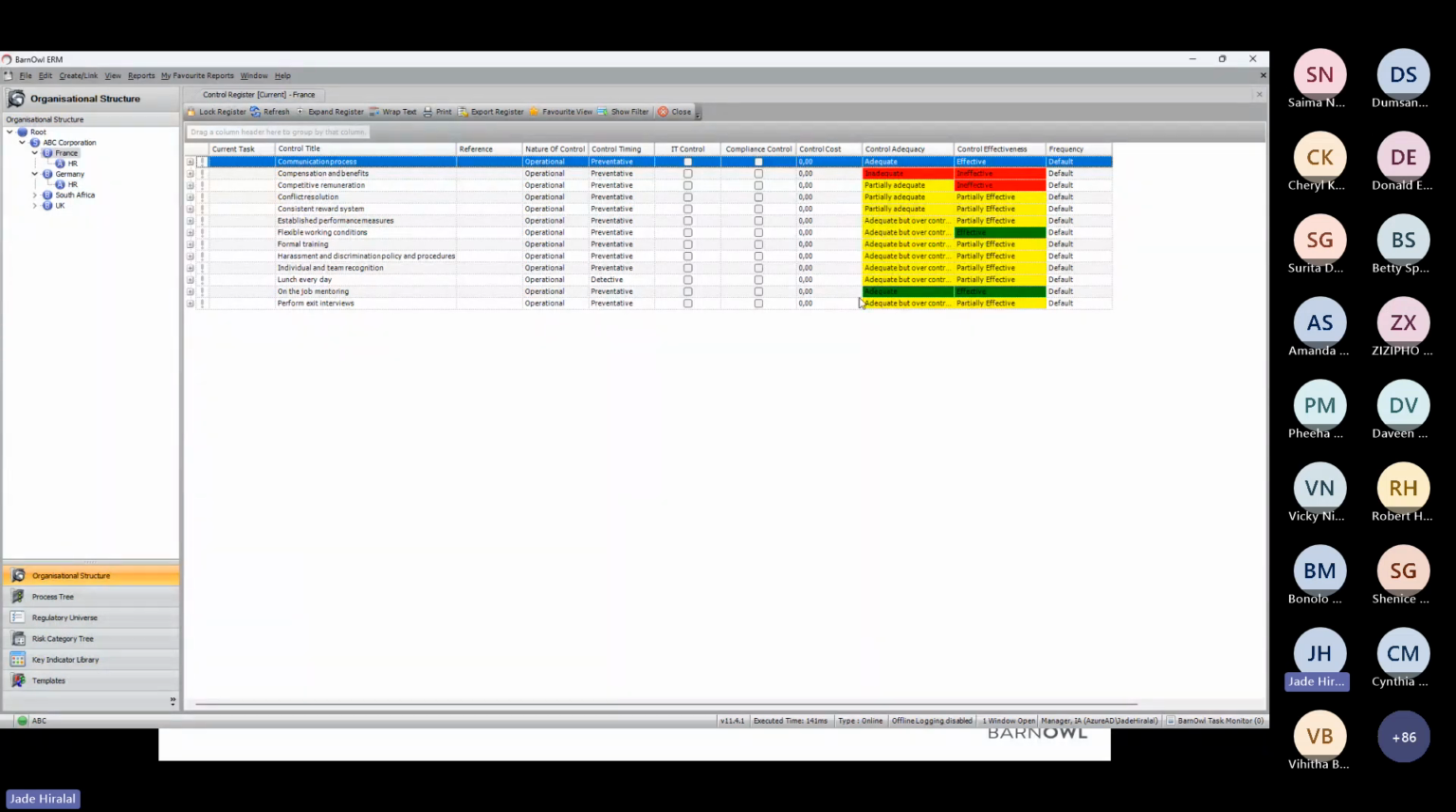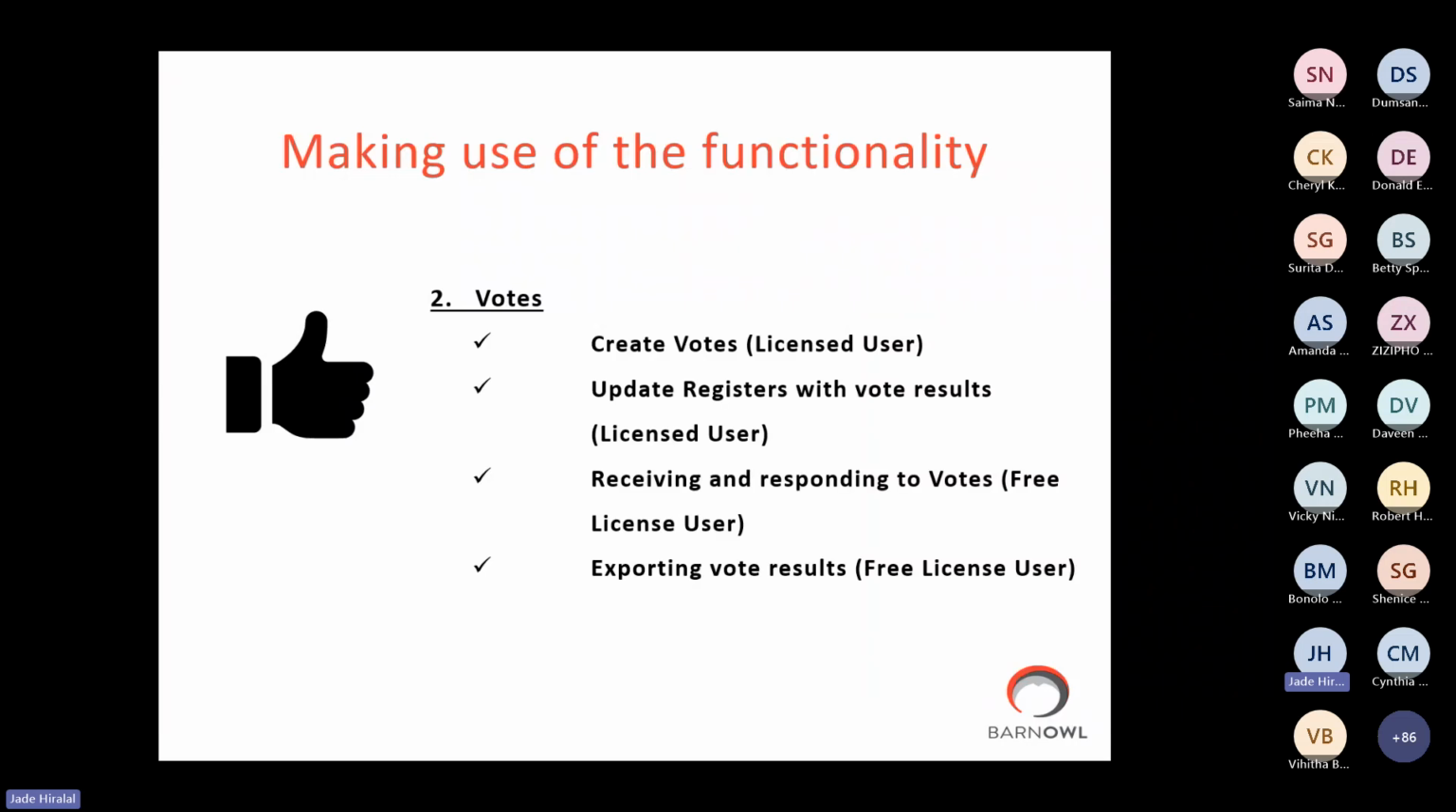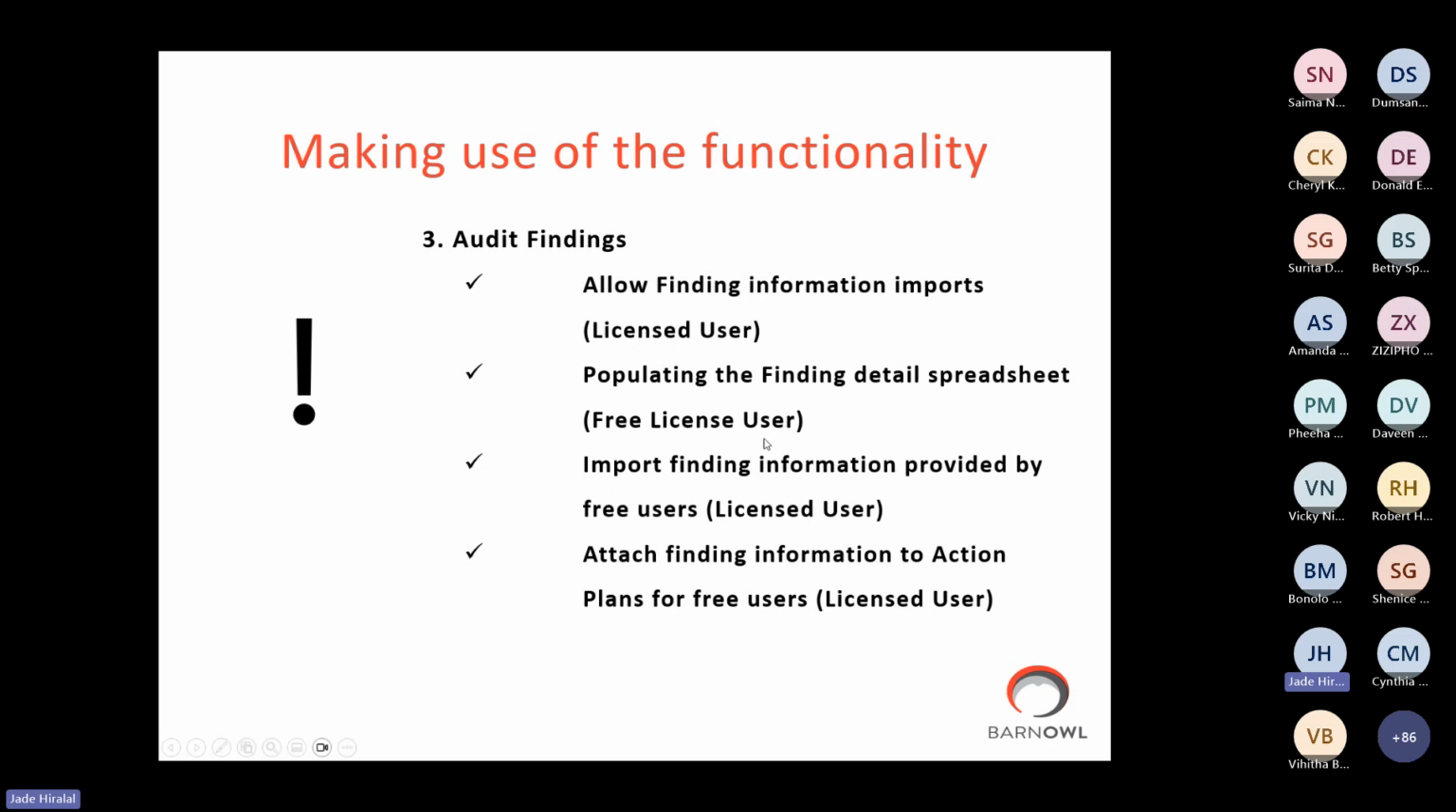Okay, so that's how you pull through your result into your register and you update your registers with your free users' information very easily without any issues. All right, now I'm just going to go back to our presentation over here and we're going to look at our last item. All right, so finally, we are going to look at audit findings and how we can generate a finding detail sheet to get feedback or comment from a free user. Free users are able to provide management comment and feedback on findings in an audit project without a license or without even accessing BarnOwl at all.